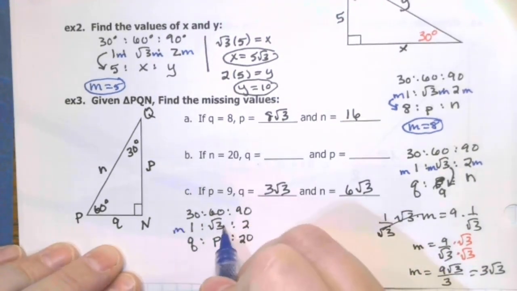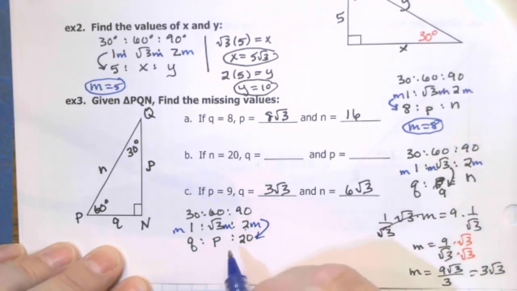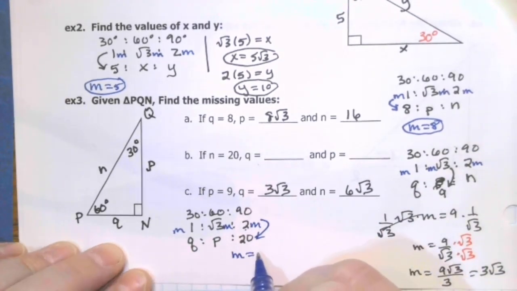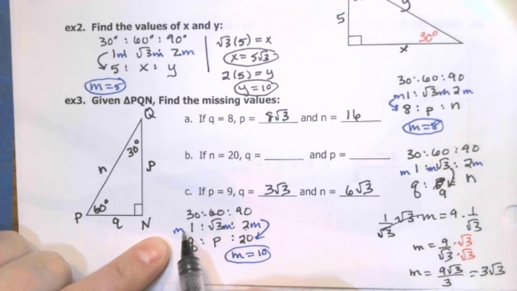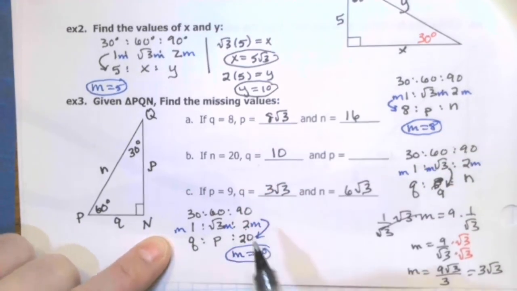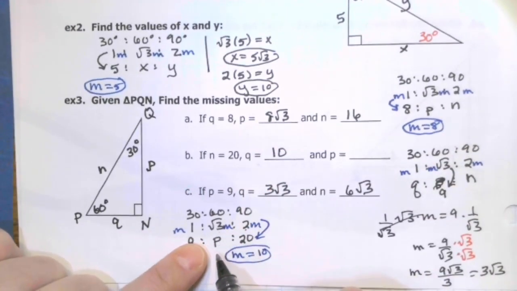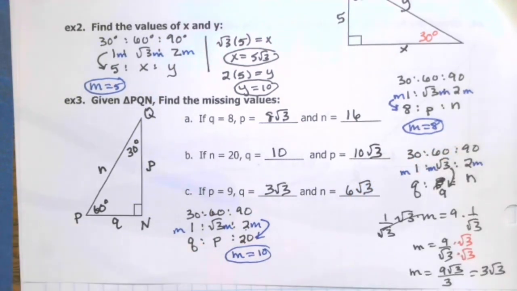Okay, magic multiplier. Here's our pair. 2 times m is 20, so magic multiplier must be 10. That's a nice number. So 1 times m is Q, so Q must be 10. Radical 3 times m is P, so P must be 10 radical 3.